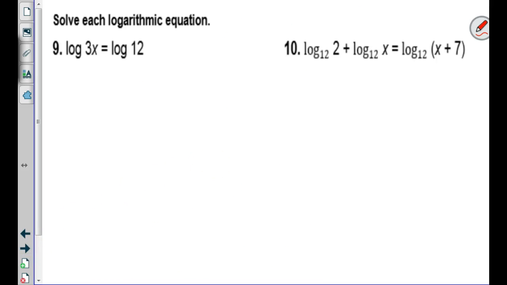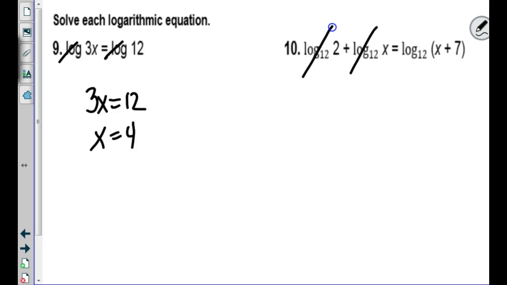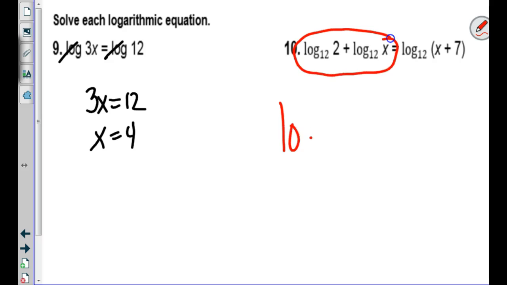All right, 9 is a totally different question. It already says log on both sides. So we can just solve 3x equals 12 and get x equals 4. Can we do that over here, guys? Can I wipe out all of these logs? Only when you have 1 on each side. What are we going to have to do first? Condense. What can we do to combine these 2 into a single log?